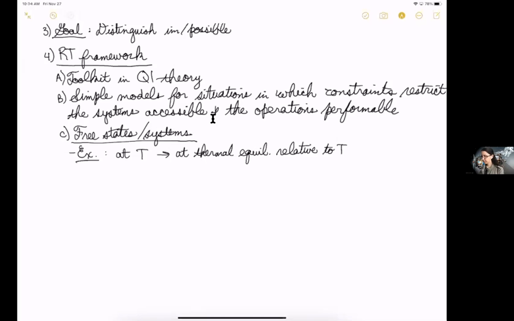Everything that isn't free is a resource. It's scarce and potentially valuable.